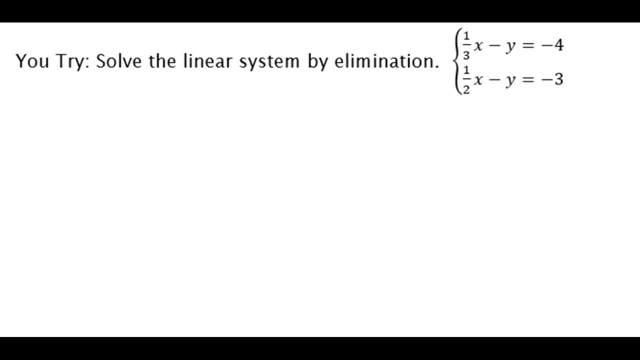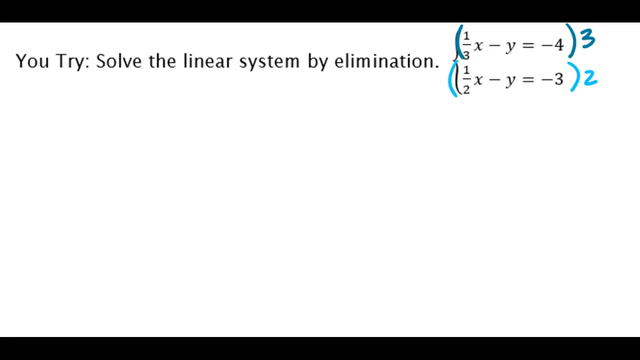To solve the system by elimination, the first thing I would do, before we worry about getting anything to cancel out, is to clear out all of our fractions. And the easiest way to do that is to multiply everything by the denominator. So for the top equation, I'm going to multiply everything by 3. And I mean everything on both sides. And then for the bottom equation, I'm going to multiply everything by 2.